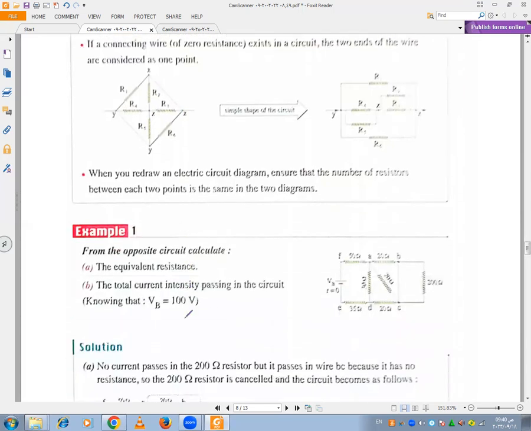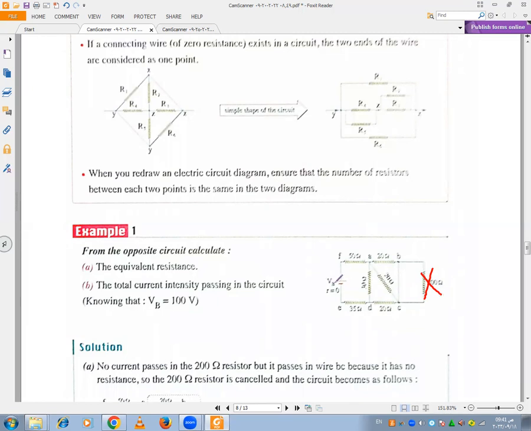Let's solve this example. Calculate the equivalent resistance in this figure. When the current passes through the 50 ohm and 20 ohm, the current has two paths, one with 200 ohm and one without any resistance. So this resistance will be ignored, or cancelled. It doesn't have any electric current passing through it.